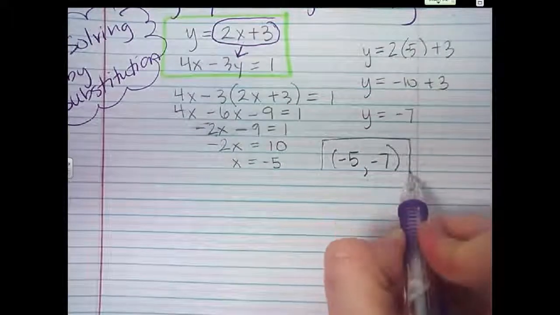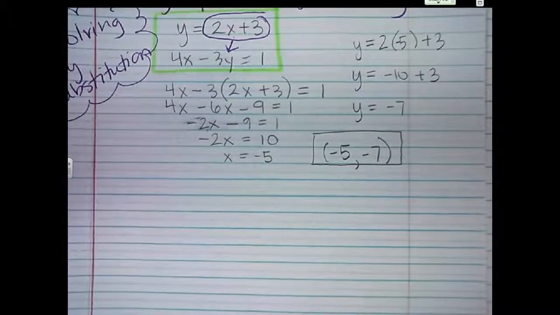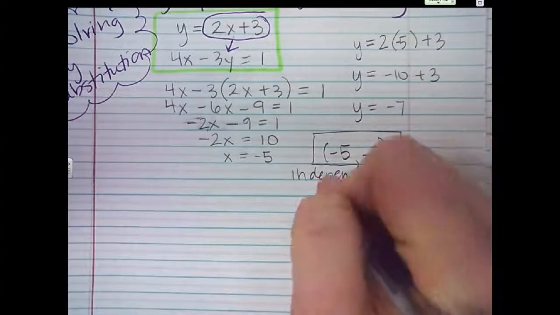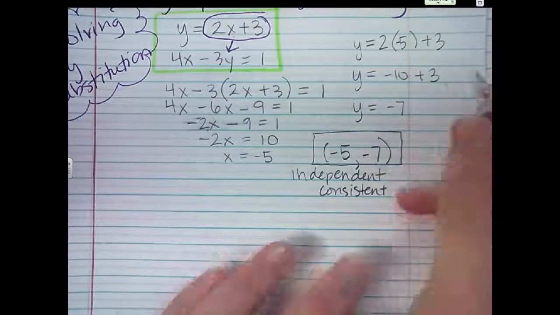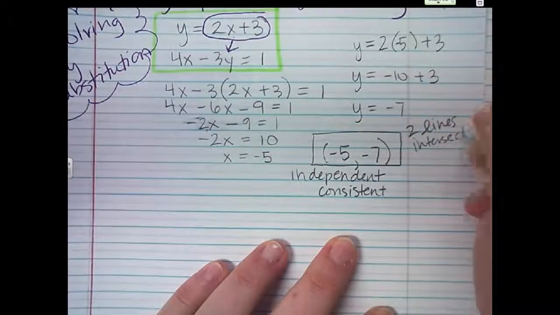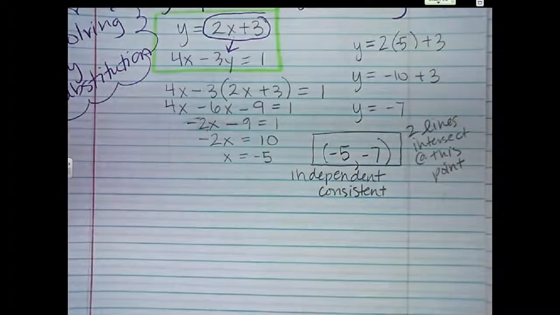What would this system be called? What are my options? Dependent, independent, inconsistent, consistent? Yes, because there's one point. This is the point where the two lines would intersect. So instead of graphing it to find negative 5, negative 7, we're using algebra to find the coordinate.